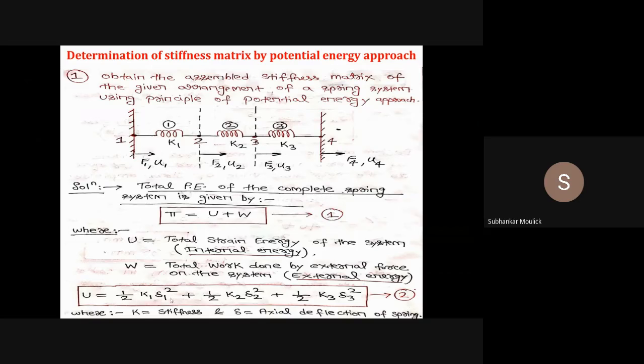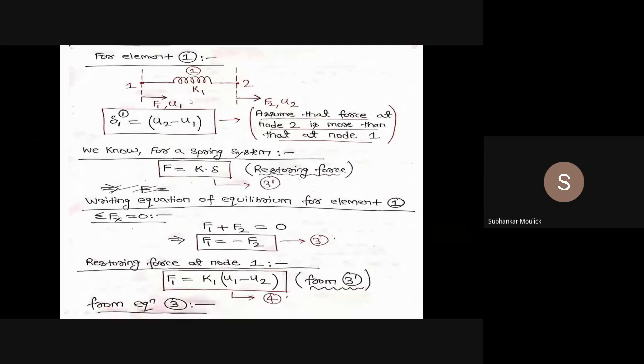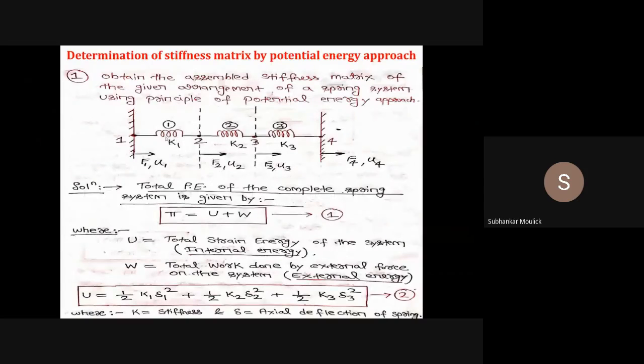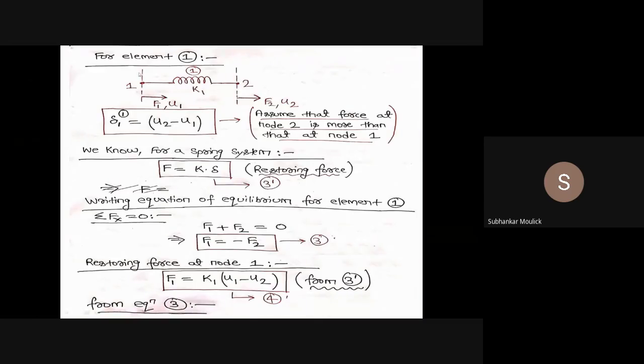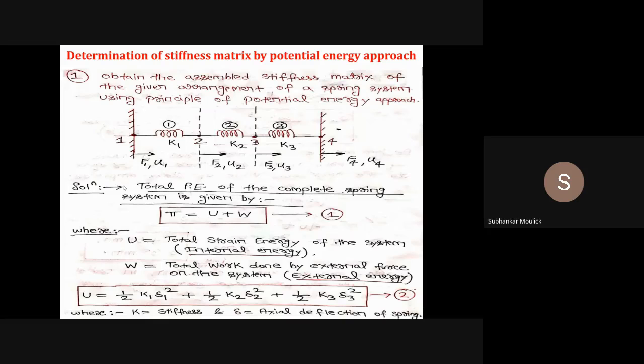So let us find out the value of delta 1, delta 2 and delta 3. For that, what I need to do is, individually for each and every element, try to draw the free body diagram. So if I consider the first element, this is my first element. The first element comprises node 1 and 2. This is node 1 and this is node 2. At node 1, the force acting is F1 along the positive x direction. At node 2, the force acting is F2 along the positive x direction.